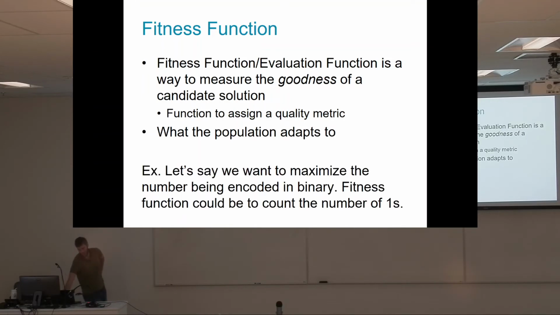Well, it's what the population adapts to. So let's say we want to maximize the number being encoded in binary. Fitness function could be count the number of ones, right? This will be the example that we use with TSP. Basically, I'm saying, and here's the contrived example.